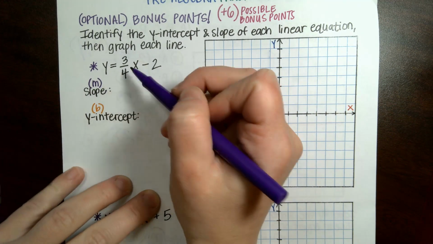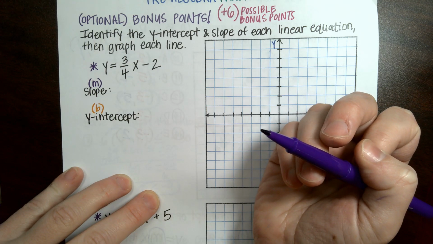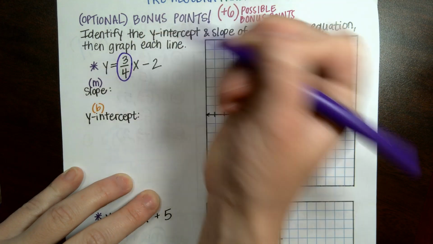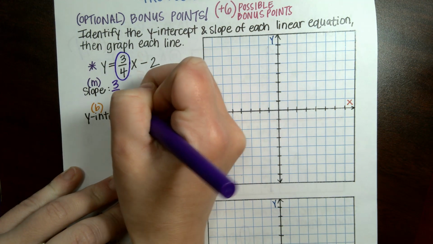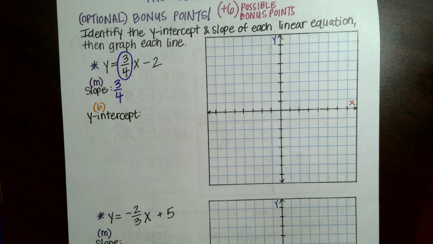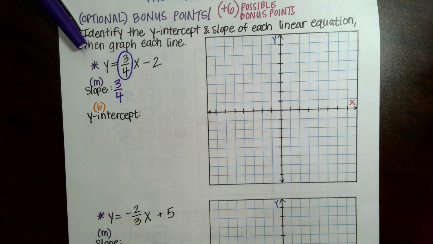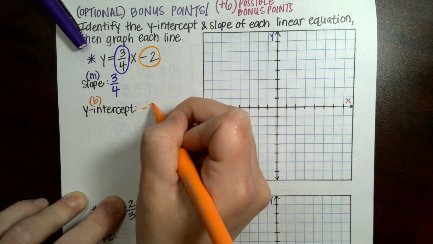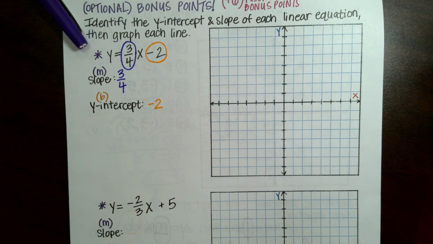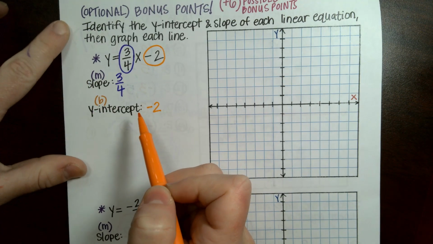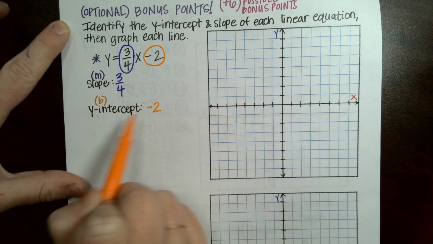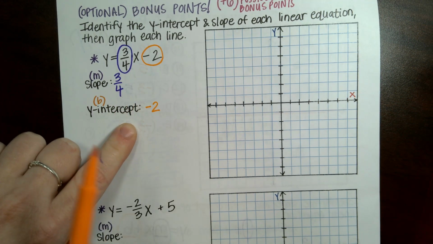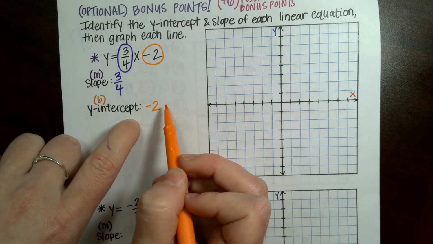What number is next to x on the first one? 3/4. So that's our slope, 3/4. Yeah, and our y-intercept is -2. Now, because these are bonus, there is an added extra thing I need you to do for the y-intercept to get a full bonus point. You'll get half a point if you give me -2. You'll get a full bonus point if you can write the y-intercept as a coordinate.